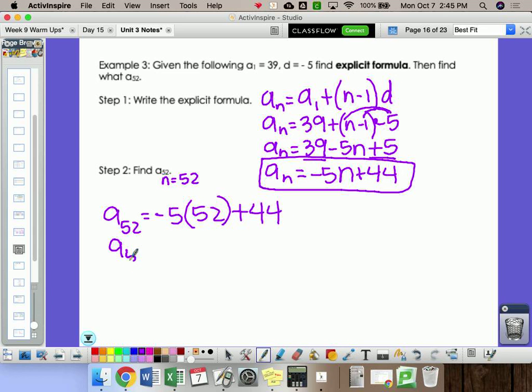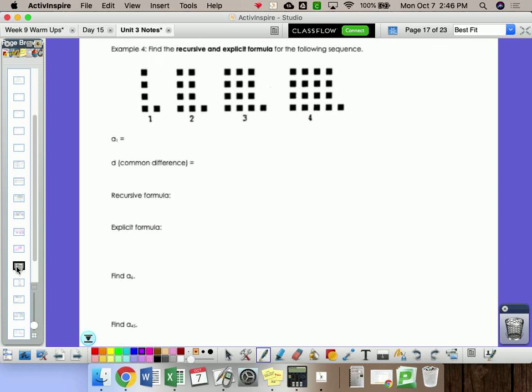So I can first figure out what is negative 5 times 52. And that's negative 260. And then if I add those together, negative 260 plus 44 is negative 216. All right, let's look at our last example on the next page.